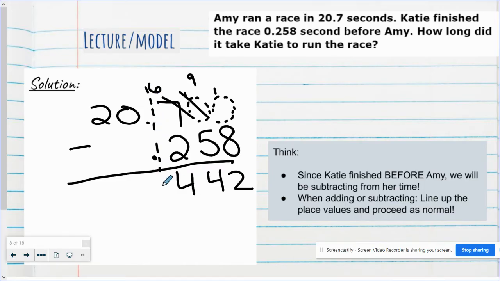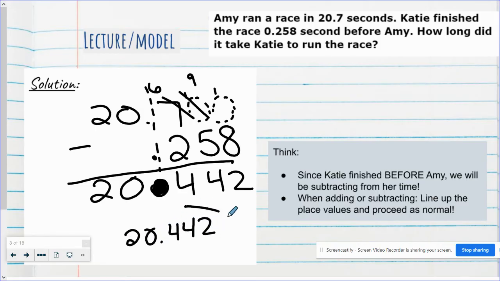Decimal point goes straight down since it's in a nice line. I don't know why I made that so big, but that's okay. And then 0 minus 0 is just 0. 2 minus 0 is 2. So Katie finished the race in 20 and 442 thousandths of a second. All right, let's keep going. So that is addition and subtraction.